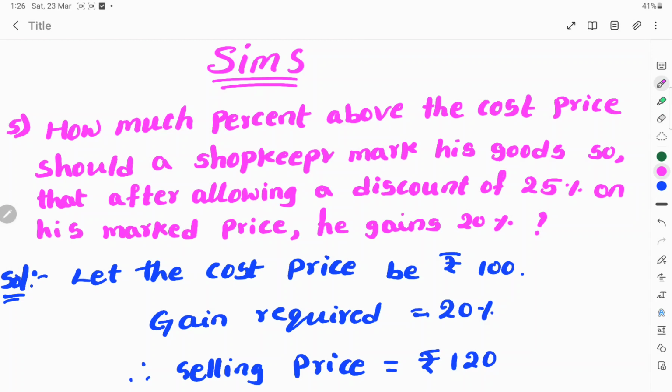Today's sum: how much percent above the cost price should a shopkeeper mark his goods, so that after allowing a discount of 25% on his market price, he gains 20%? So let's see the solution.